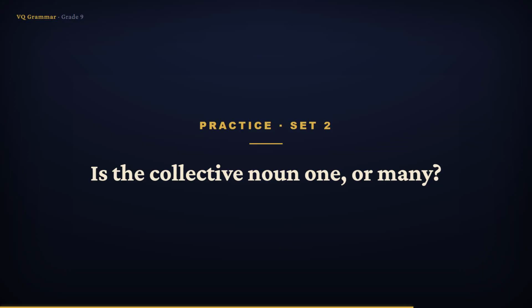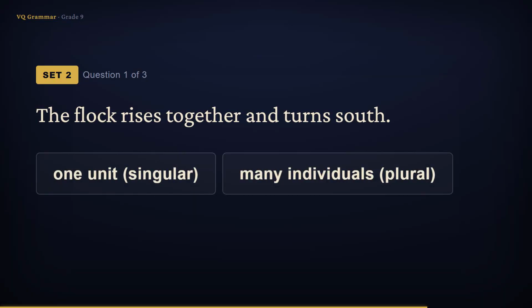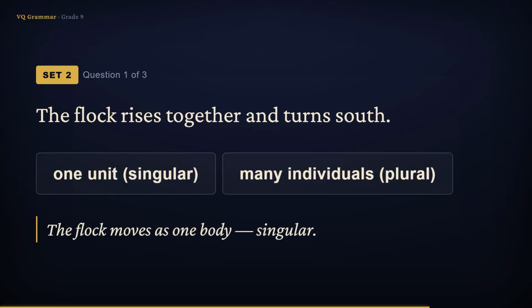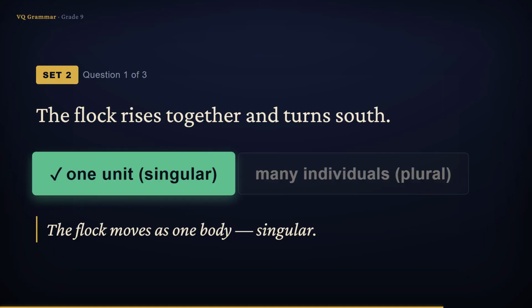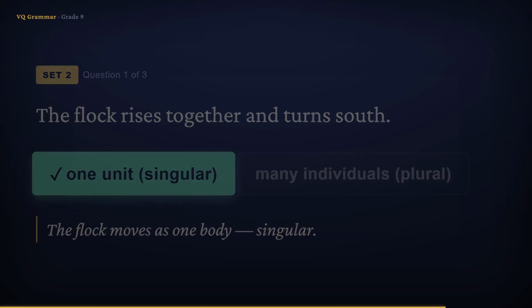Now each sentence uses a collective noun. Read how the group is behaving and decide. Is it acting as one single unit or as many separate individuals? Pause and try each before I answer. The flock rises together and turns south. Notice the word together. Every bird is doing the same thing at the same moment, moving as a single body. So here the flock is acting as one unit. The answer is one unit, singular.